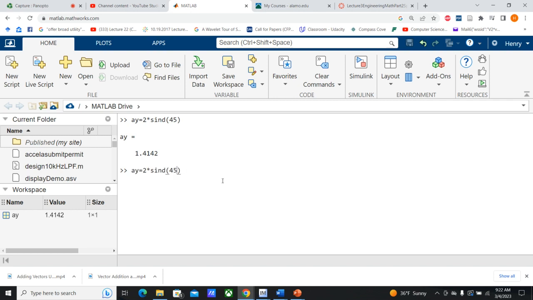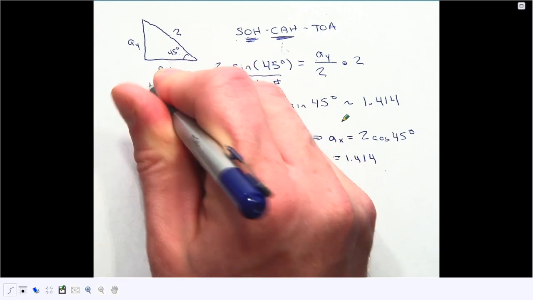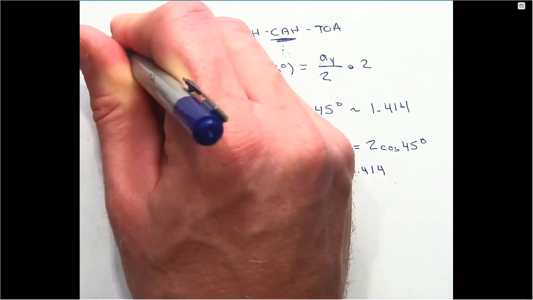And notice if I use my up key, since the next command will look quite similar, rather than defining AY, I'll define AX. That's going to require me to use the cosine function, and that will come out to be 1.414. Now, if you've seen this before, you know where this is going. Those are the lengths of this actual triangle. That's just a physical length, 1.414, 1.414.